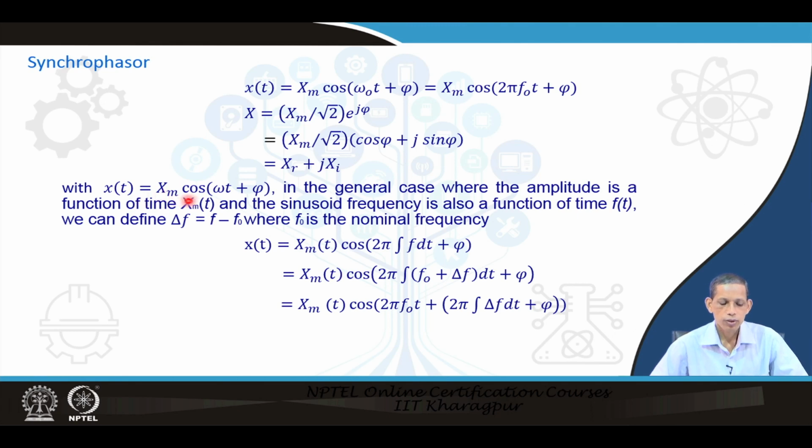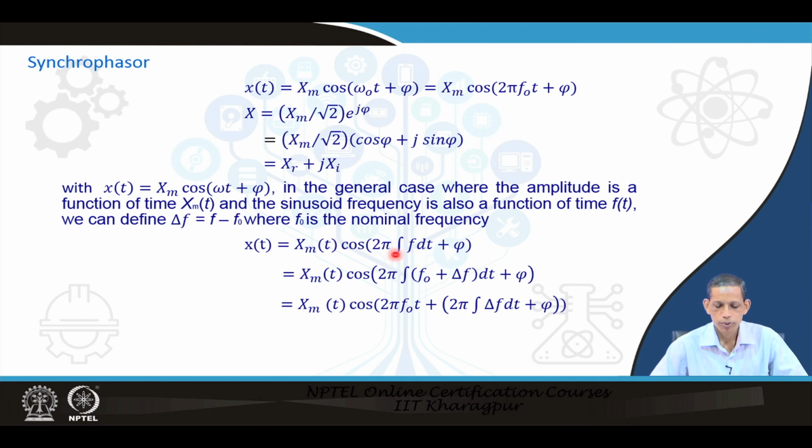However, with x(t) = X_m cos(omega t + phi), where omega is a general frequency which may be different from this omega naught or the corresponding f naught, the amplitude of the signal may also be a function of time. So the sinusoid frequency is also time varying, f(t). Then you can define delta f equals f minus f_0. If it is f(t), then delta f(t) also changes with time. So you can represent x(t) equals X_m(t), the amplitude variation, times cos of 2 pi integration of f dt.